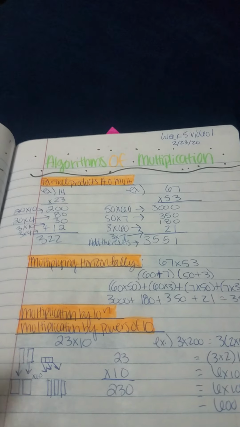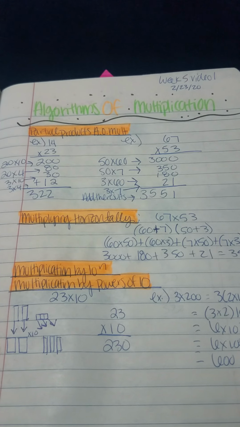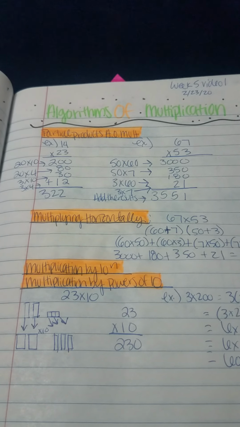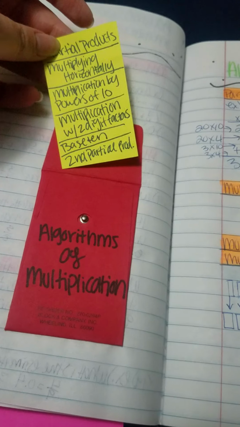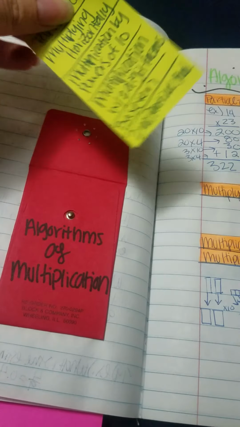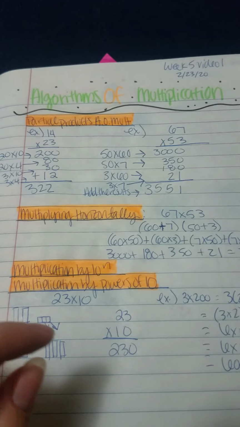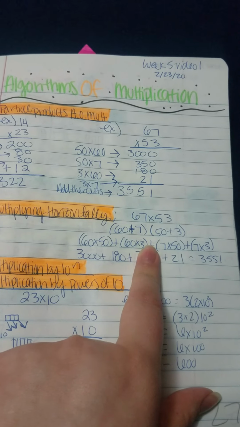There's some more ways. Let's see, algorithms of multiplication. I like to multiply horizontally. Here I have all the algorithm types here, and just again a little quick flashcard for me to be able to study them and memorize them and know all the different ways. The multiplying horizontally I like because it's basically like distributing, in my opinion.